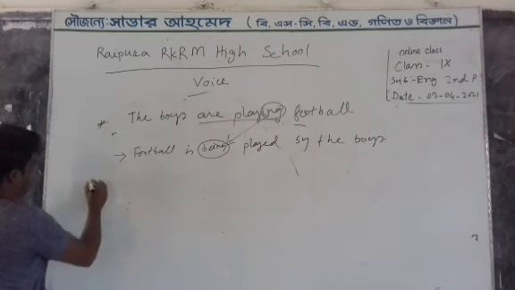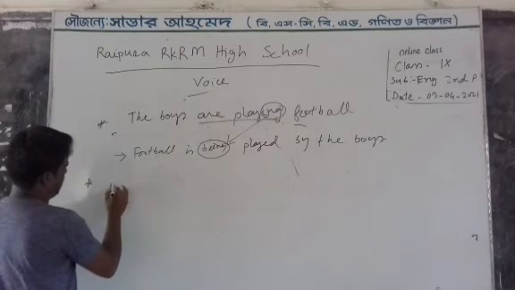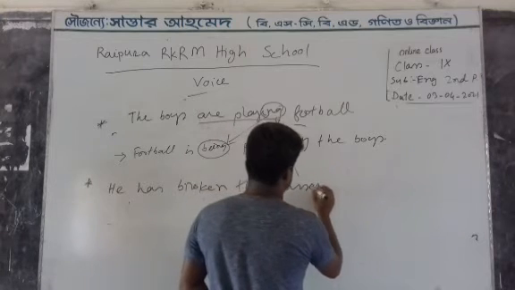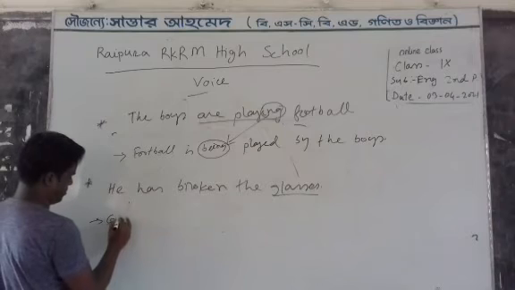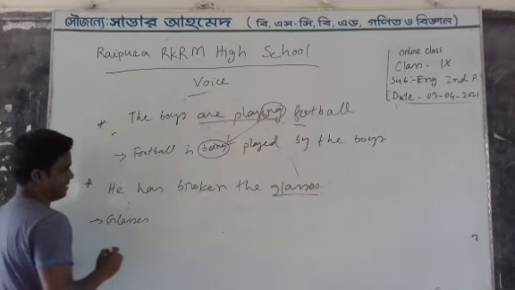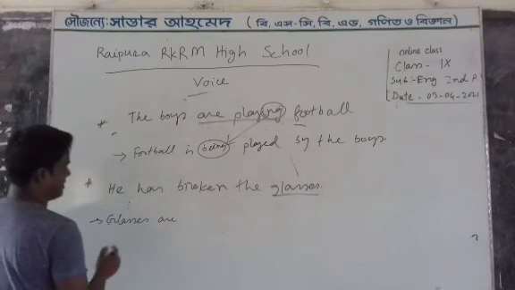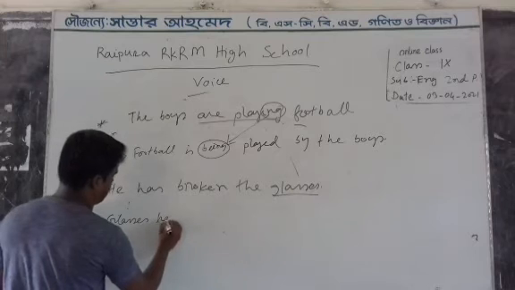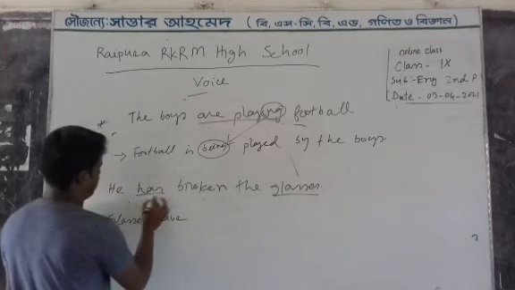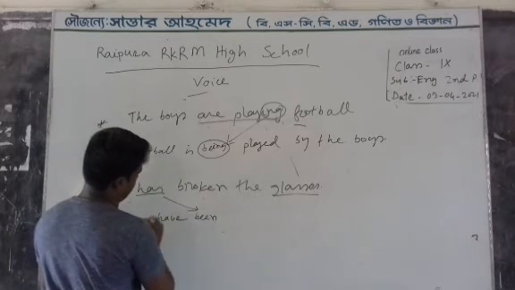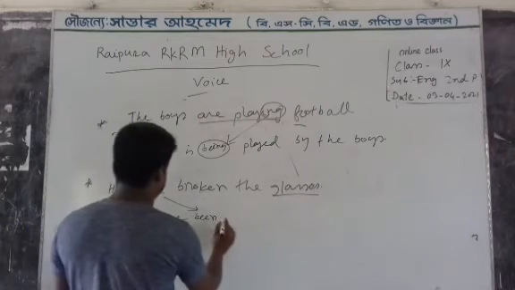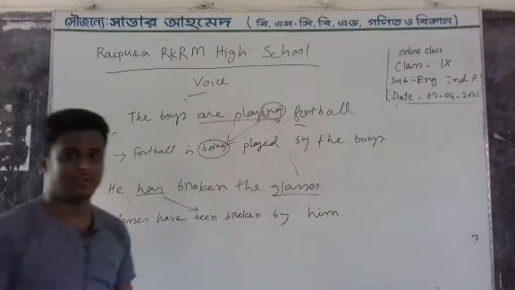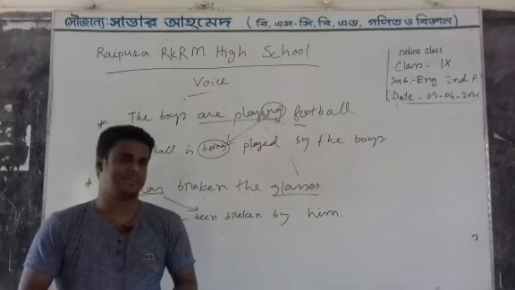Now another example. He has broken the glasses. Okay, so the subject here is glasses. The subject is plural, so we will take are. Glasses are, sorry, it is not present tense, it is perfect tense, so we will take have. Glasses have, and as it is present perfect tense, we will use an extra been. Glasses have been broken by him. So look, the sentence is fully clear. I hope you will all understand it easily.